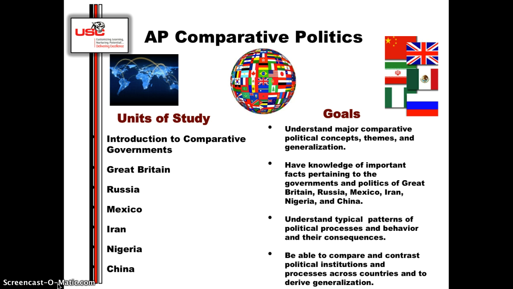The goals of this class are to understand major comparative political concepts, themes, and generalizations, to have knowledge of important facts pertaining to the government and politics of Great Britain, Russia, Mexico, Iran, Nigeria, and China, to understand typical patterns of political processes and behavior and their consequences, and lastly, to be able to compare and contrast political institutions and their processes across countries, and derive generalizations.